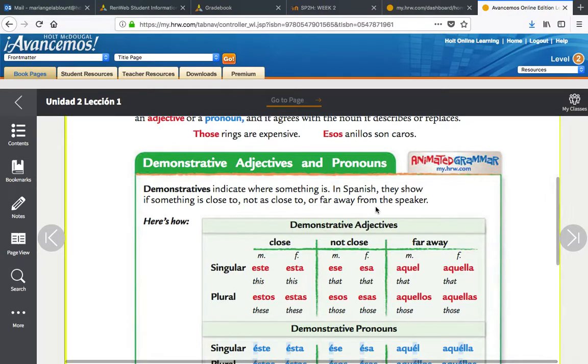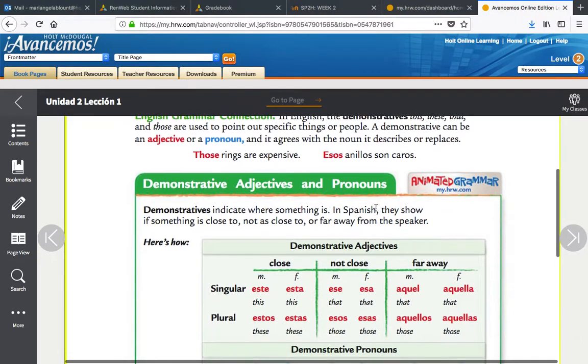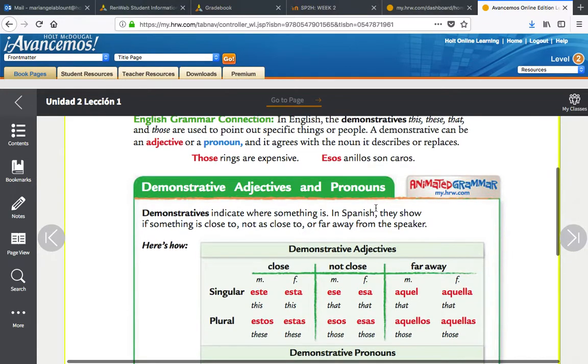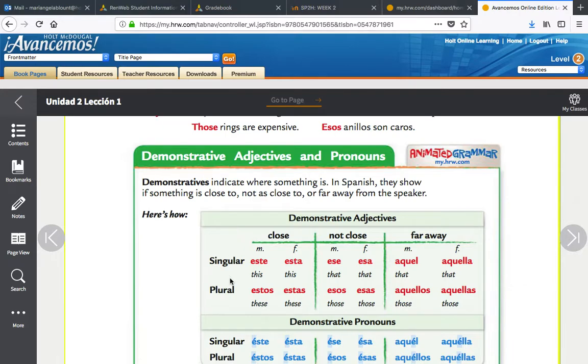So, la lección de hoy es unidad 2, lección 1, which is again unit 2, lesson 1. We're still in unit 2, lesson 1. Okay, so what we're going to learn today is adjetivos demostrativos, los pronombres de los adjetivos demostrativos. That is pretty much when you talk about this, that, these, those, all right?